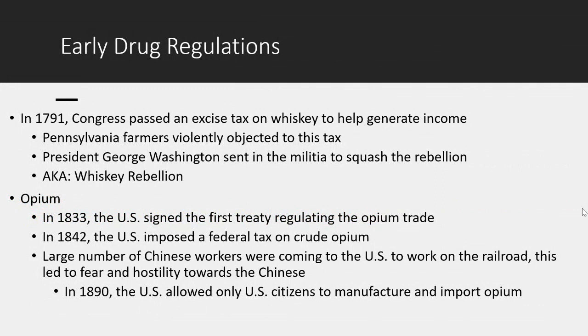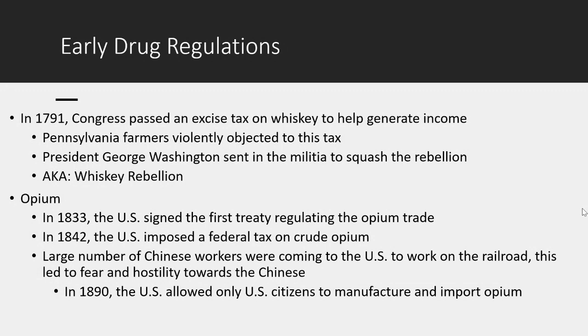history, when we talk about the early drug regulations, in 1791, Congress passed a tax on whiskey to help generate income. So the country is very new at this point, right? 1776. At the time, Pennsylvania farmers were really opposed to this tax. They felt it was unfair. It was going to cut into their livelihood. And this was really the first act as a country to show that we are a unified country and we can do things to make sure you follow our law.